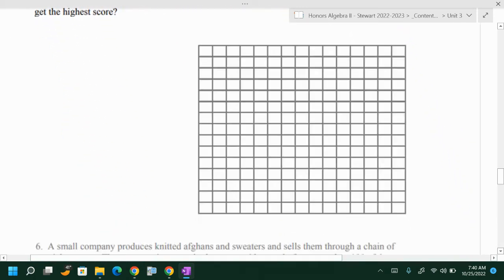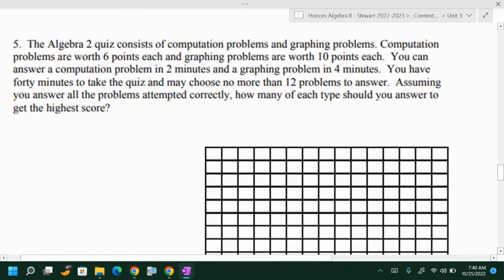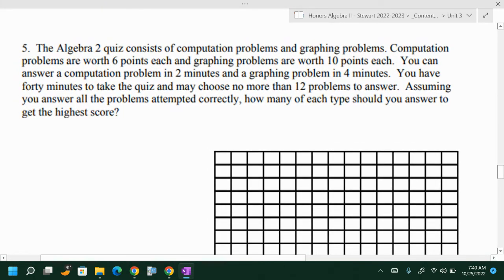All right, the last one that I want you to look at a little bit is the Algebra 2 quiz. I don't think we actually got to this today in class, so this is where I'm going to stop, because I think this is a good stopping point for us.